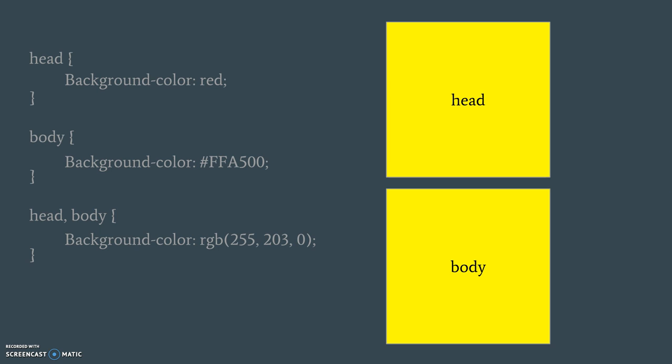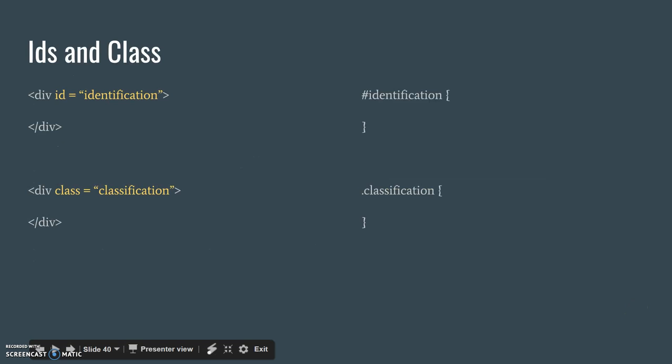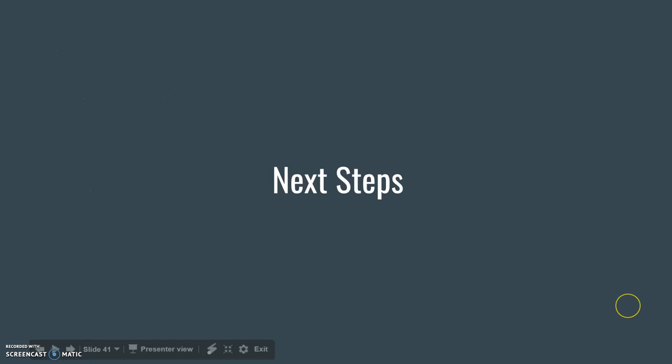As you can see here, to display color, you can use either a generic HTML-friendly color name, hexadecimal, or RGB values. You can also target class and ID attributes by using a hashtag or a dot.